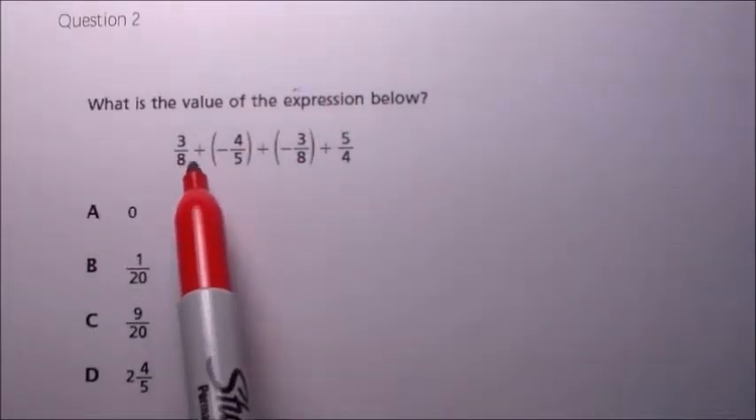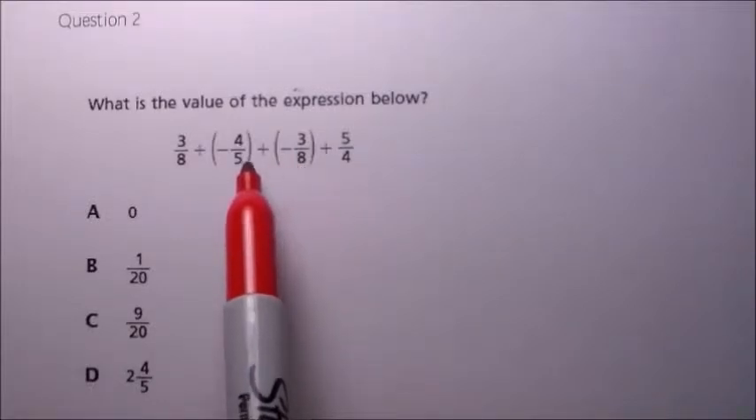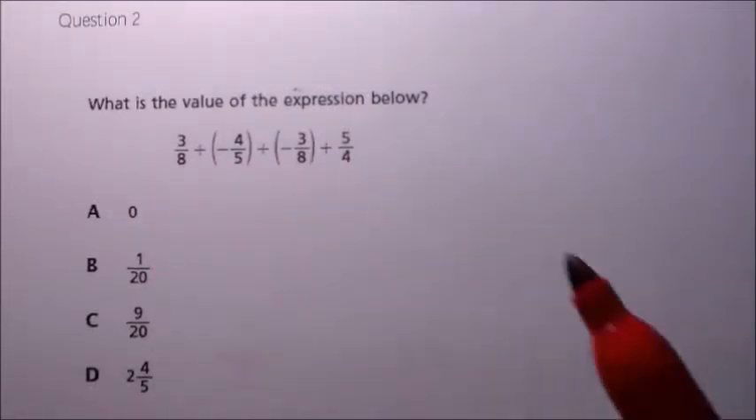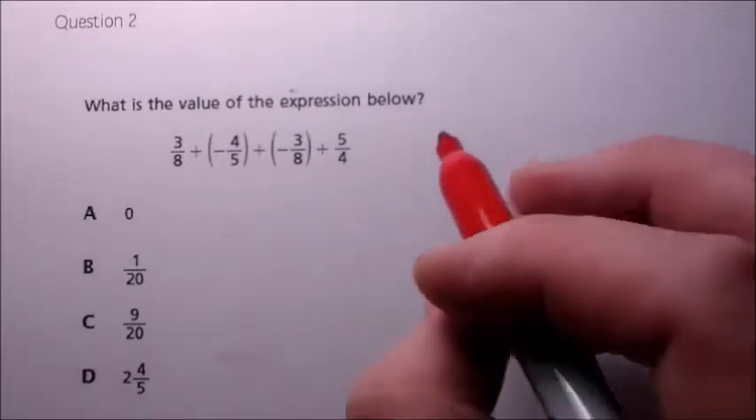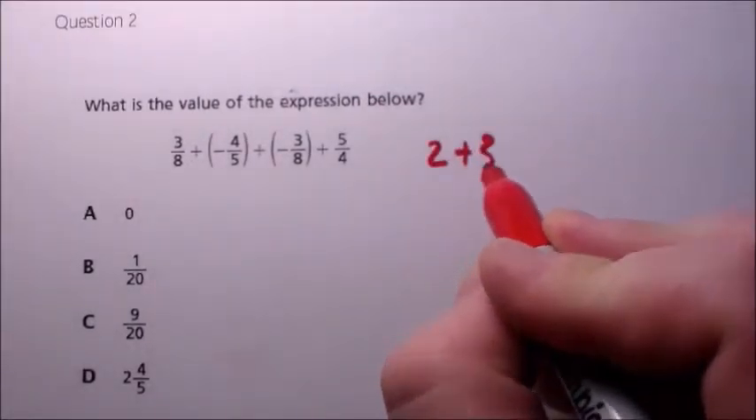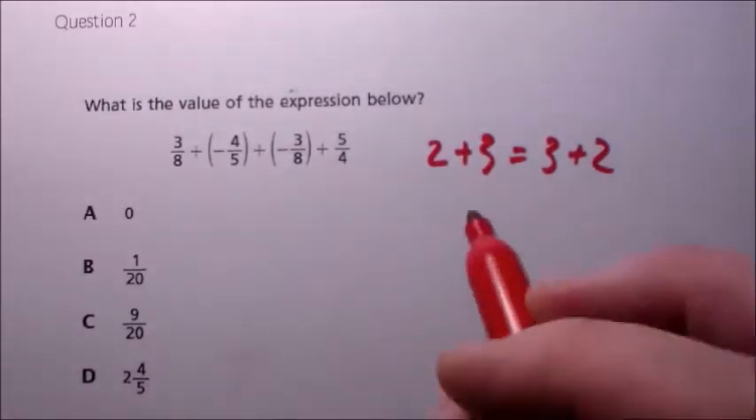You have 3/8 plus negative 3/8. You know, that just cancels out, right? You can use the commutative property of addition to add numbers in any different order. Remember, that's the property of addition that says 2 plus 3 equals 3 plus 2. It doesn't matter what order you add numbers in.